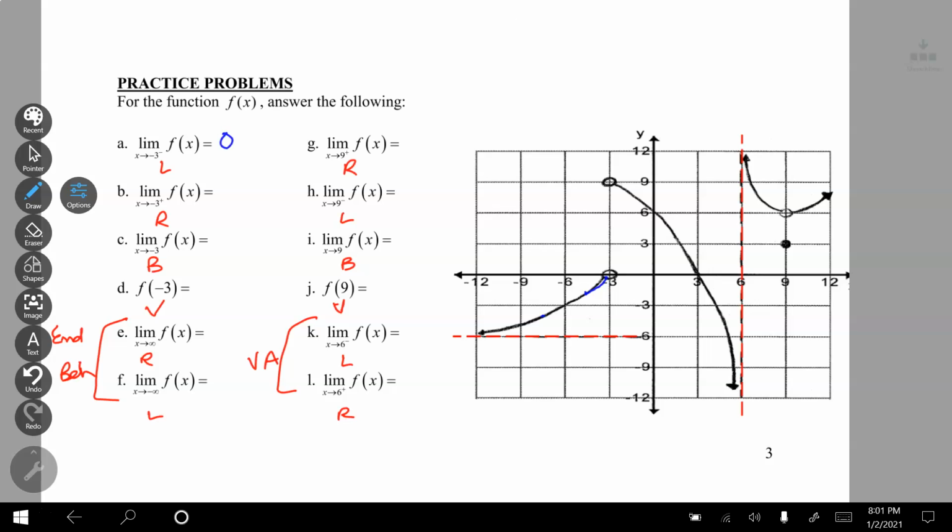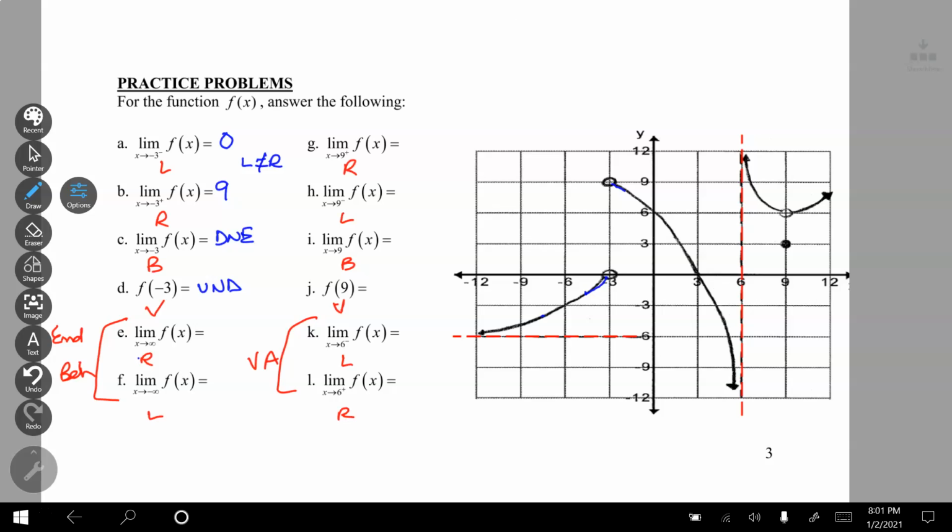Then I go to negative 3, and I go to the right of negative 3, and I go up to the graph, and I come back to x equals negative 3. I find my y value there is 9. Since the left side does not equal the right side, I know I put down DNE. And I look for a value, so I go to x equals negative 3 and I try to find a solid dot anywhere. There's no solid dot there, so I put down undefined.